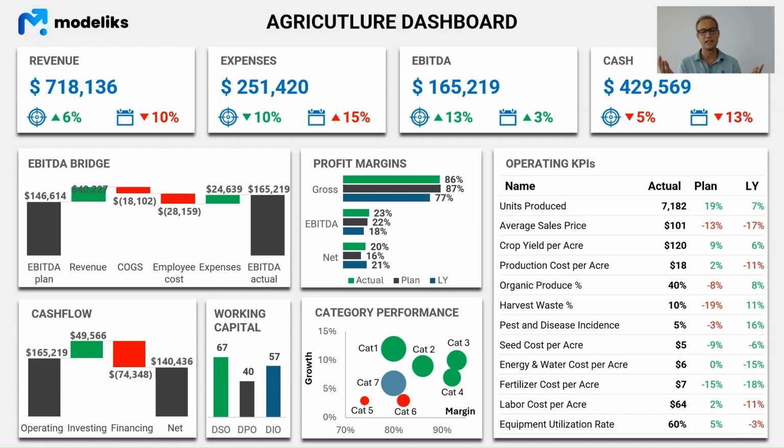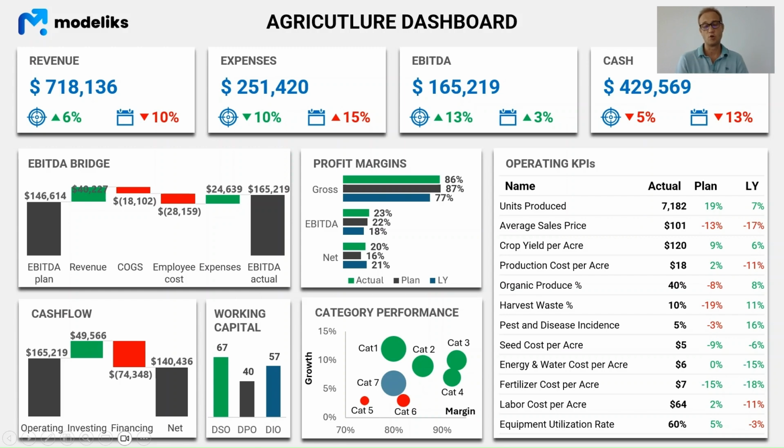And then after understanding product category performance and making decisions around our portfolio, the last thing we want to look at is our cash flow. Now, two charts that we want to look at. First, let's look at working capital. In working capital, there are three important KPIs.